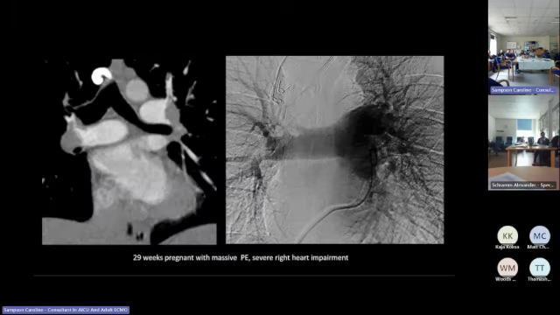This is our second case. This is the one you were involved with, Kaz. Actually, 29 weeks pregnant, massive PE and echocardiographic evidence of right heart strain. You can see the filling defects on CT on the coronal projection here on the right, and then you can see it here on the left.